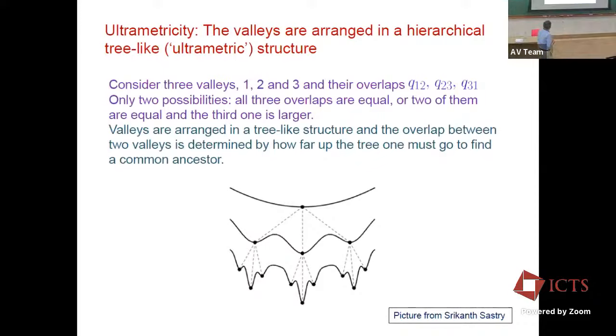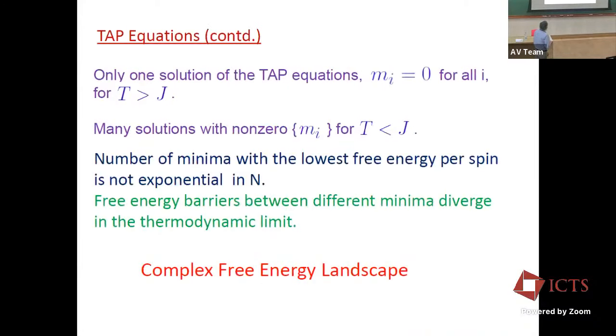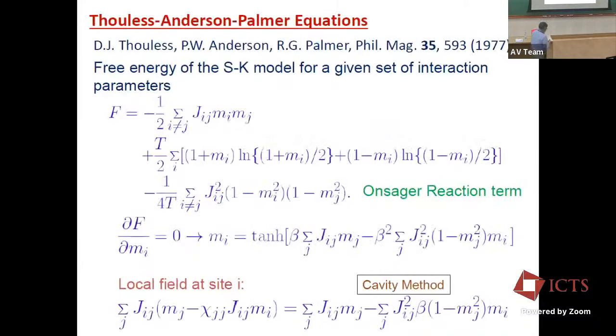Okay, so the landscape in this case, the Sherrington-Kirkpatrick model, is basically solutions of these equations. These are the self-consistency equations. Now we have this magnetization at site i. This is a variable that changes from one i to another. And this m_i is determined in terms of the couplings J_ij, and also the values of m at the other sites.